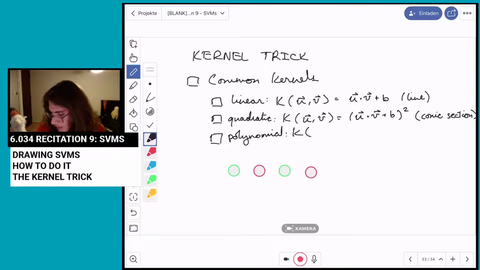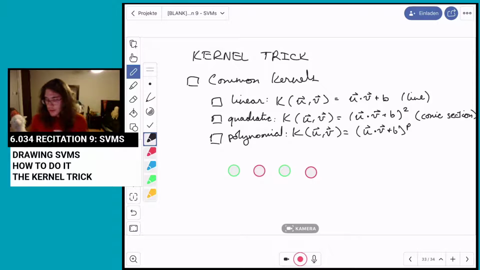So this is going to be k of u and v equal to, and you'll see this is a generalization of the previous two. So it's elevated to the power p. We don't have to say which power it is. So quadratic is just a polynomial kernel when p is equal to 2. Linear is just a polynomial kernel when p is equal to 1. Dot product is a polynomial kernel when p is equal to 1 and b is equal to 0.